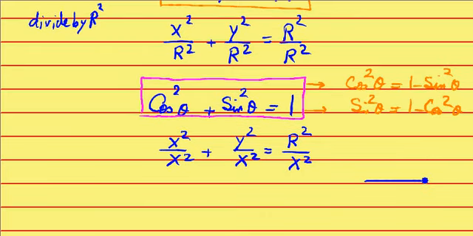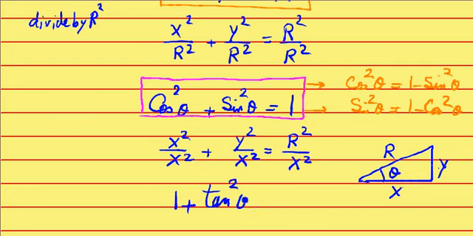I draw my triangle here again. Remember, this was x, this was y, this was r, this was theta. X over x, that's just 1. Who's y over x? Remember, opposite over adjacent, that is tangent. What is r over x? Hypotenuse over adjacent, that is secant. So that's our formula number 2.